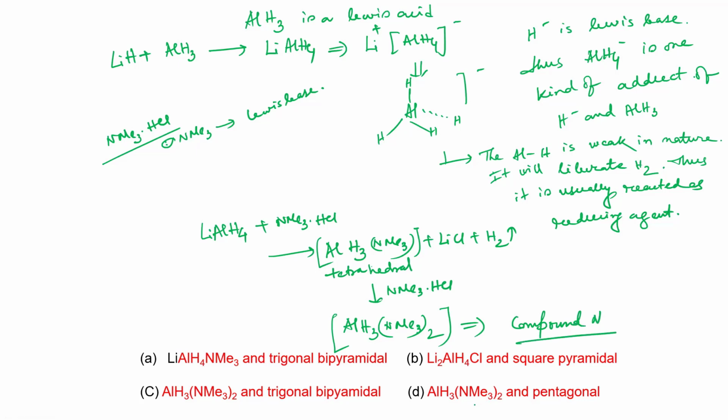Now if we look into the options, there are two options which have compound N represented as (AlH3·NMe3)2, that is option C and option D. So our answer will be between C and D, and we can cancel out options A and B. Now we have to find out the structure of compound N. To determine the structure, we have to start from the electron configuration and then the hybridization of the aluminum moiety, since it is the electropositive part in the molecule.